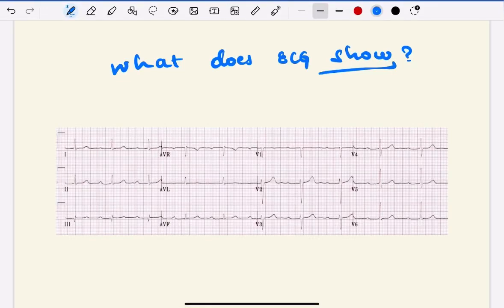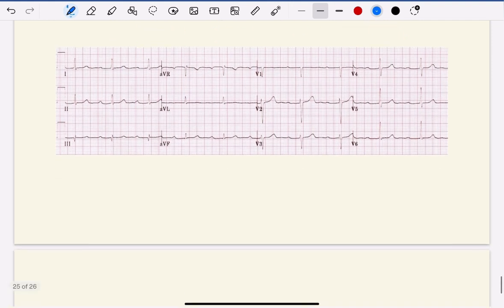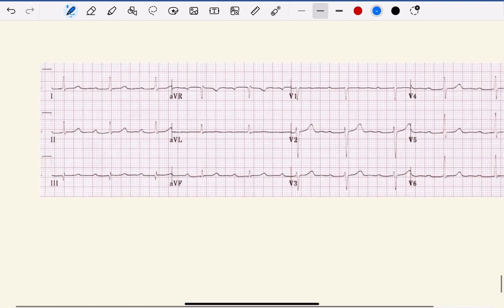In this video, we are going to interpret an ECG sent by one of my interns. So, what does the ECG show here? Let's begin step by step. Let's look at the ECG.